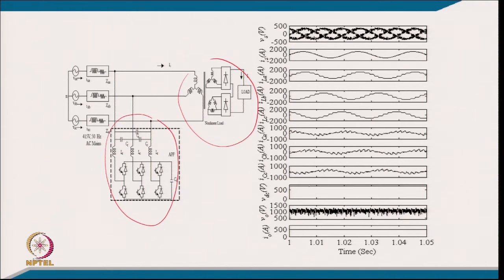And these are the simulated waveforms: the supply voltage, then we have the supply current after the compensation, and these are the load current, which is a sum of the filter current, then the DC link voltage, then the output of the converter, and that is the output load current.